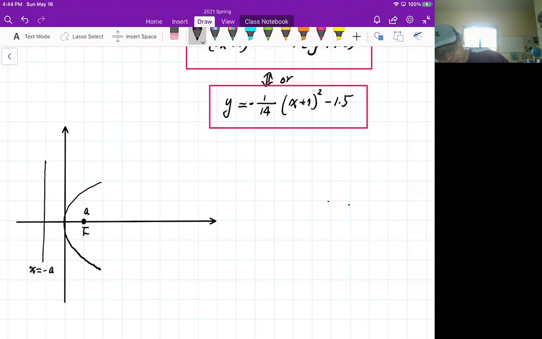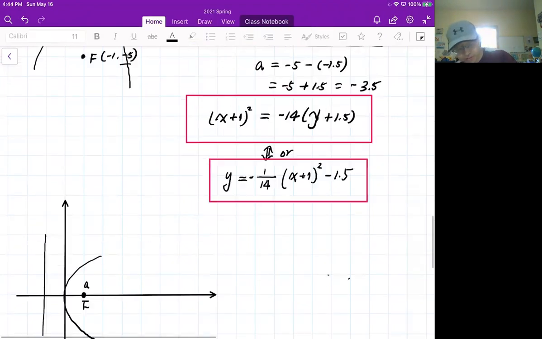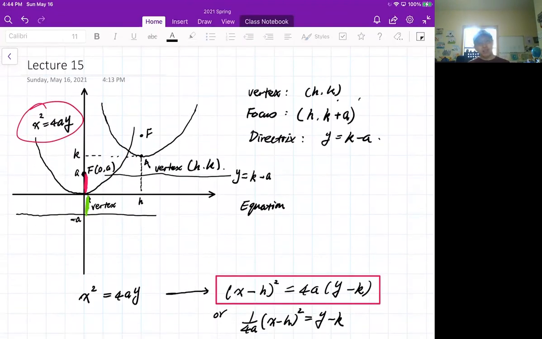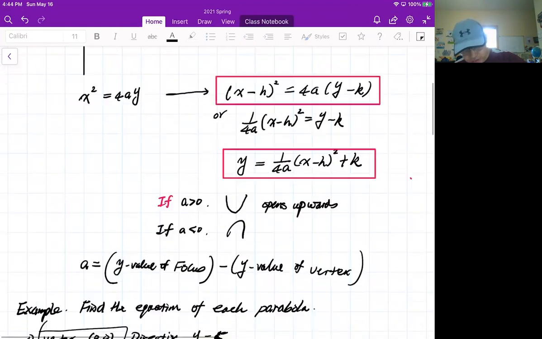Well, I'll give everyone 10 seconds. Is there any faster way to write down this equation? Okay, if you're confused, let's go back to the first picture. If I have the parabola opening upward, the equation is x squared equals 4ay. So what do I do if I have a parabola opening to the right, like that?